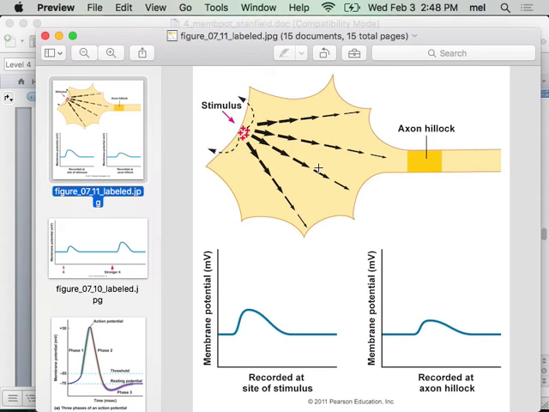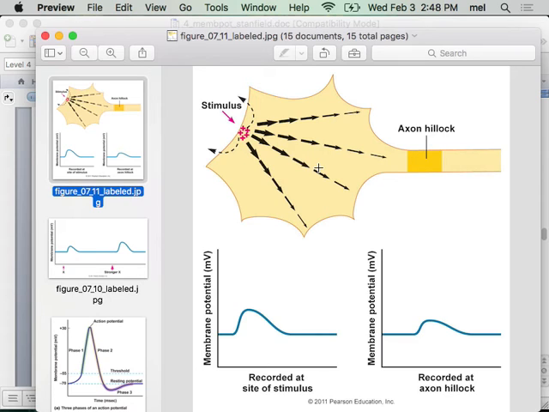Okay. So it was called a graded or local potential when you were using, for instance, chemical-gated channels, but as soon as you open the first voltage-gated channel, then it's called an action potential, right? And action potentials are unique to neurons and muscle cells, your electrically excitable tissues.